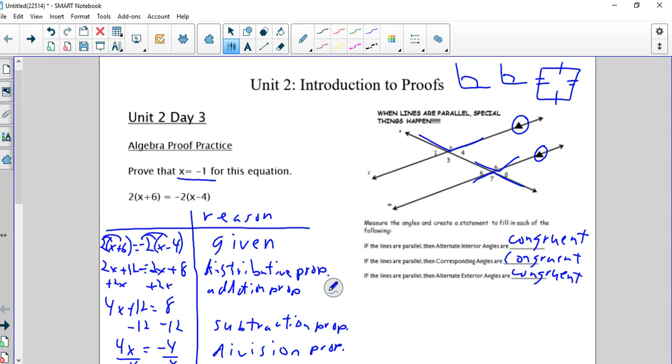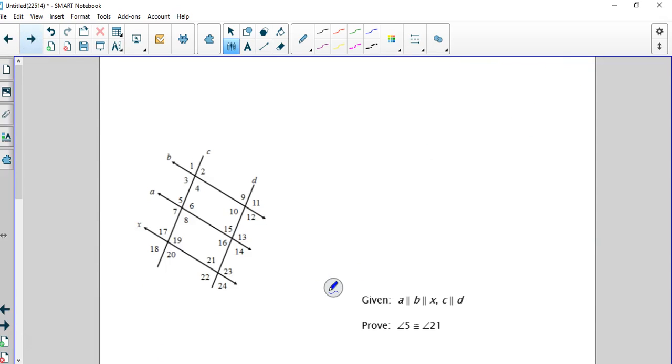Because if 2 and 6 are congruent, right? And 6 and 7 are congruent because they're vertical, that means 2 and 7 are also congruent with the transitive property we talked about. If 2 equals 6 and 6 equals 7, then 2 equals 7. Now we don't need to do that because we also have the rule of alternate exterior angles, but that's why they are congruent. You can prove things many different ways in geometry.